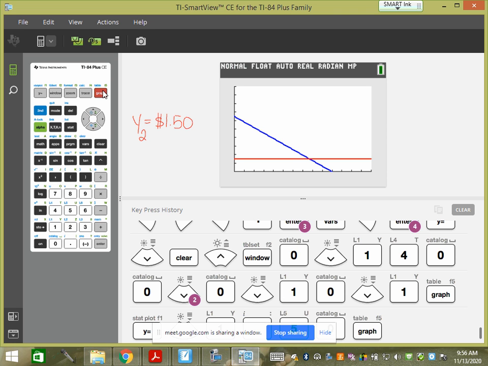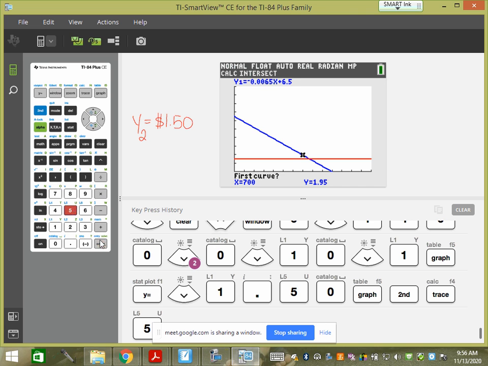And now how do we find that value? Intersect. Second trace, 5, enter, enter, enter. And we get 769.2. Right, you can't have 769.2 shirts, but why are we rounding up and not down, even though rounding rules would tell me to round down?